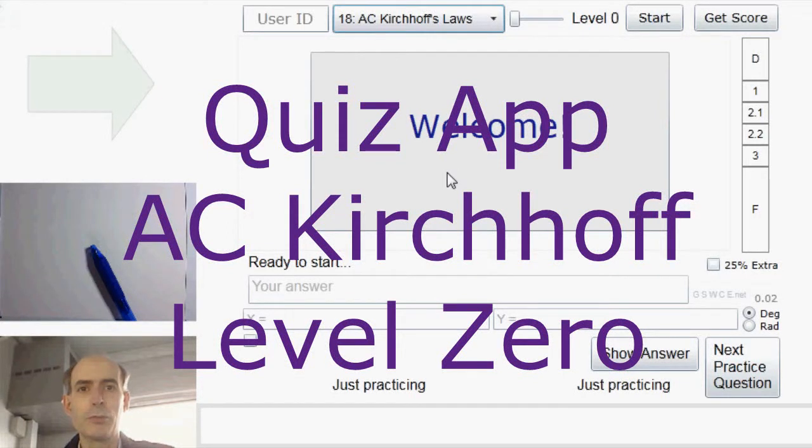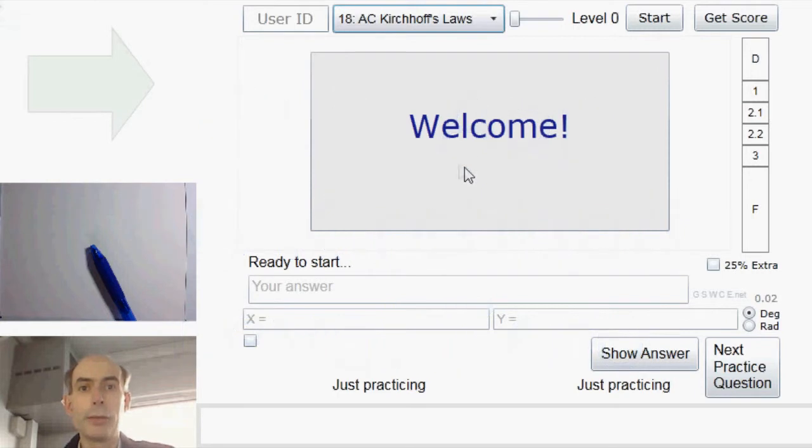Hello and welcome to the AC version of Kirchhoff's laws. Apart from knowing Kirchhoff's laws, about the only other thing you need to know at level 0 is the fact that a 180 degree phase shift is equivalent to multiplying an AC waveform by -1.